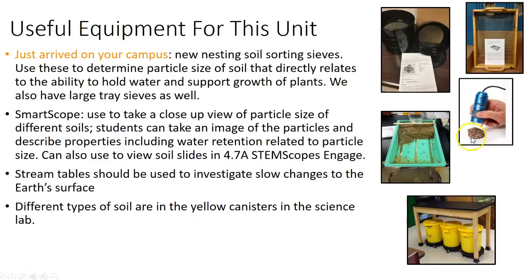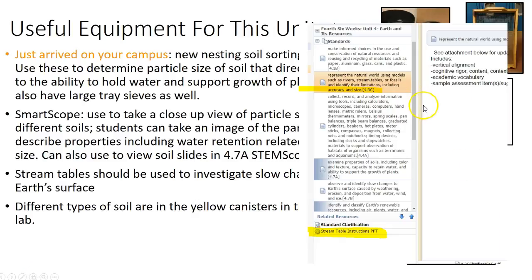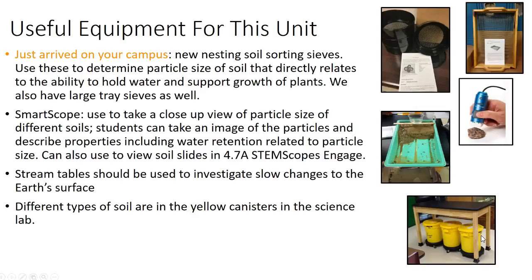Stream tables, we mentioned those before. Here's the picture from the unit overview on that. If you're not familiar with stream tables, exactly how to use them, or you would like to see some visuals of how to set those up and how that works, in Forethought, underneath the process skill that lists the stream table, which is 4.3c, there's actually a little PowerPoint right here under the related resources for you. So I just want to make you aware that that was in there. And then we also have different types of soil, and those are located in the yellow canisters that are in the science lab.